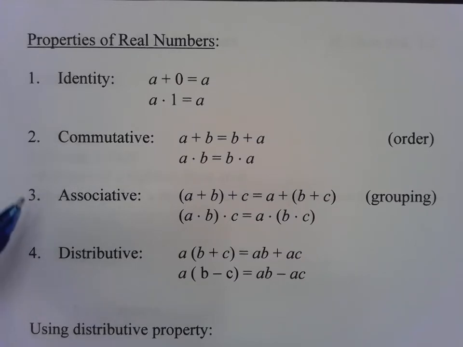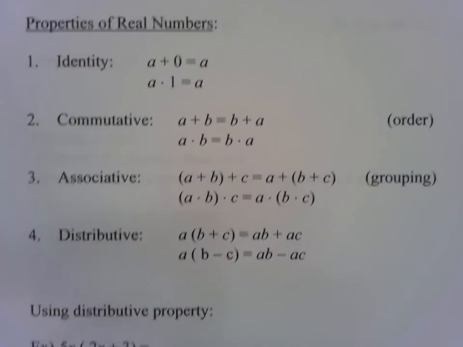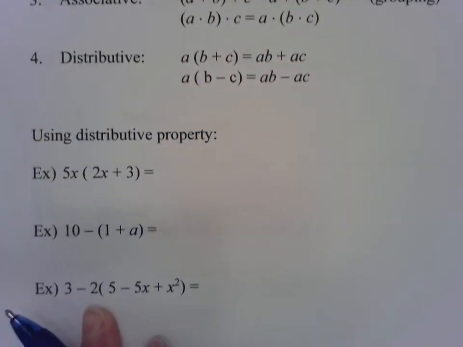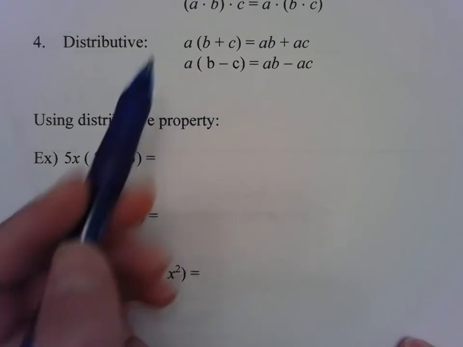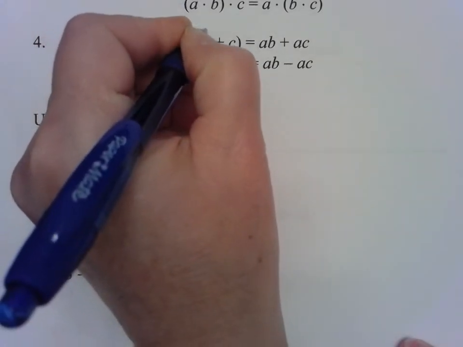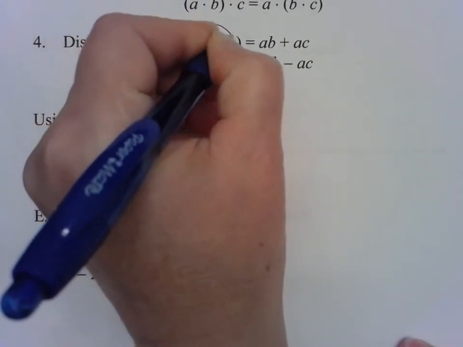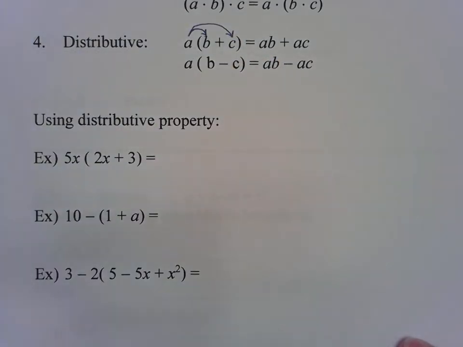We're going to be using these regularly, but we're probably not going to talk about it. So it is important that you know that they exist. The one that we're going to talk about the most is the distributive property, this last one. The distributive property says I can multiply over either addition or subtraction and distribute a number out front of a parentheses.